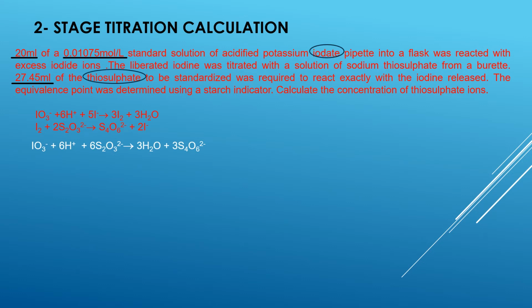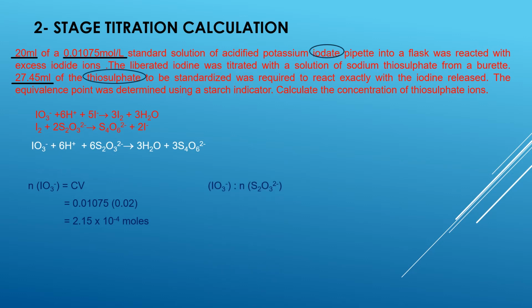Now let's put them together. The first step will be to find the moles of the iodate, which is our primary standard. We will follow the same 4-step calculation. So the moles is equal to CV. The concentration is 0.01075 multiplied by 0.02, which is the 20 ml in liters. And the moles of iodate comes to 2.15 × 10^-4 moles.